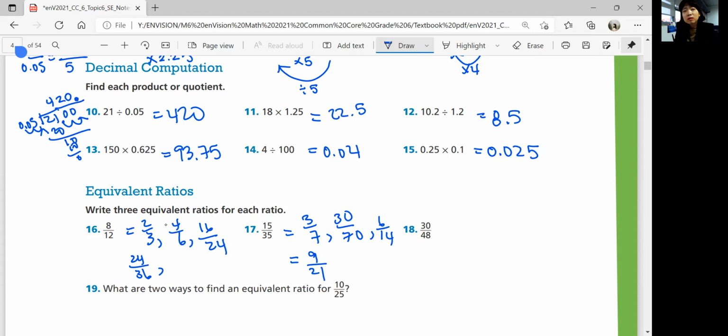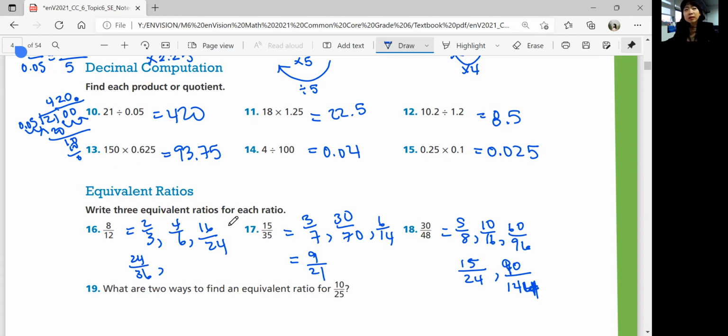And so on. Okay? Number 18, 5 over 8, 10 over 16, 60 over 96 are some examples of equivalent ratios. You can also have 15 over 24. Okay, or 90 over 144. Yeah. Okay. And so on.